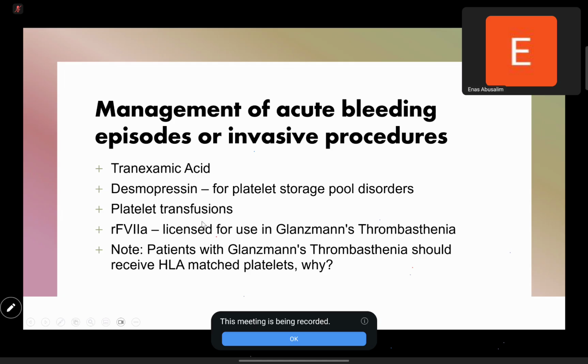Platelet transfusions, because if you give a patient that has dysfunctional platelets a donor platelet that works normally, it can help in stopping the active bleeding. And NovoSeven or recombinant factor 7, which is licensed for Glanzmann's thrombasthenia. Okay, you don't need to know this, it's too complicated for you, don't worry about it.